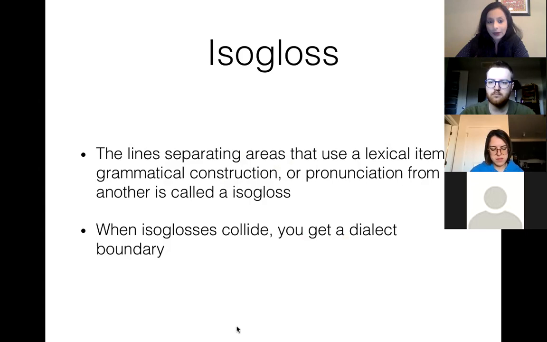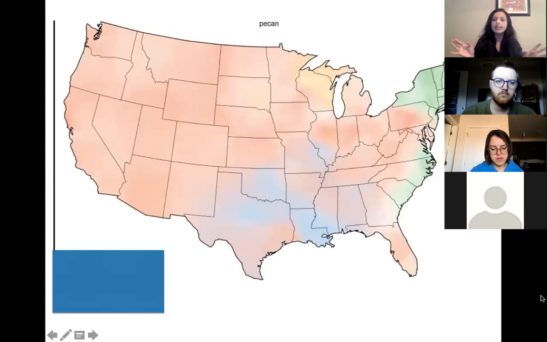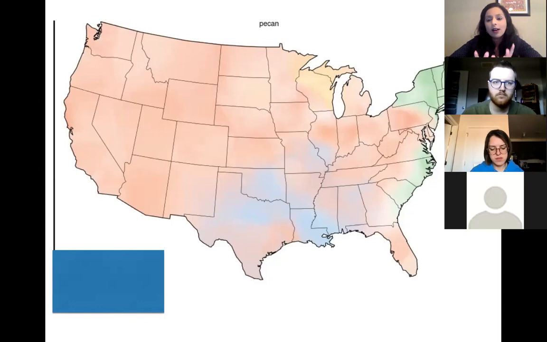All right, so now for the fun, dialect boundaries and isoglosses. Obviously there are no isoglosses drawn on this map, but these are maps that actually show you distinctions between pronunciations of different kinds of things. So let's actually start with P-E-C-A-N. I'm not going to say it because then I'm going to prime you into saying the word, but how would you pronounce P-E-C-A-N?